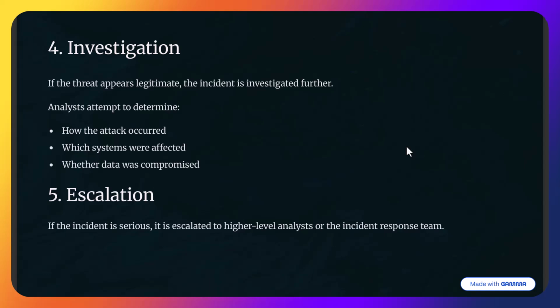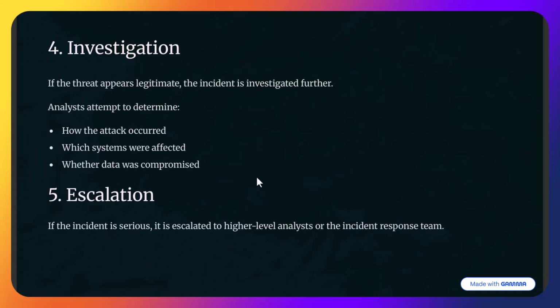Go to the second one, which is which systems were affected. Analysts determine whether the attack impacted one device or multiple systems across the network. Third one is, was any data compromised? This is extremely important because attackers often attempt to steal sensitive data, such as customer information, passwords, or confidential documents. The investigation phase helps analysts understand the scope and impact of the incident.